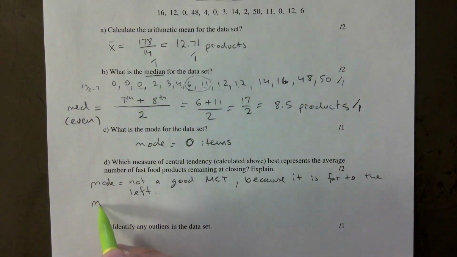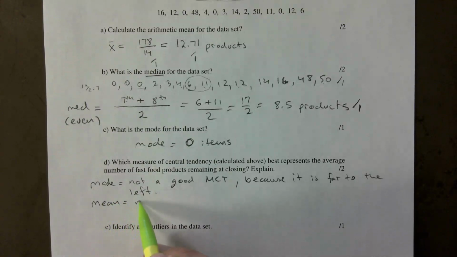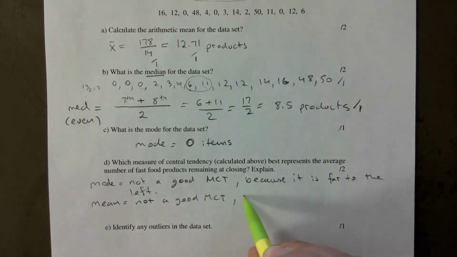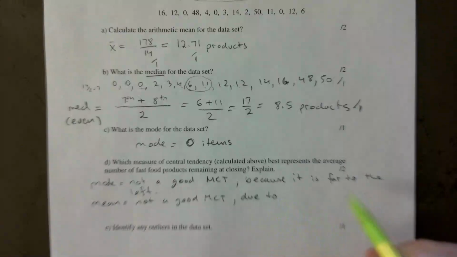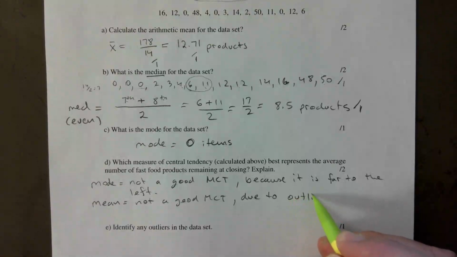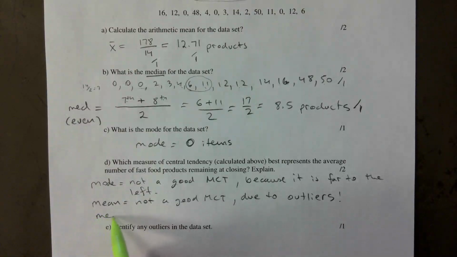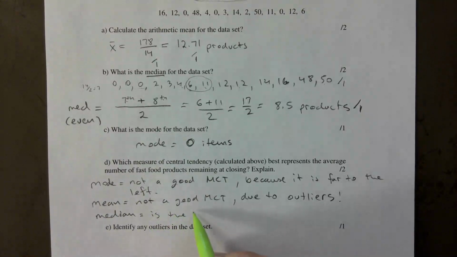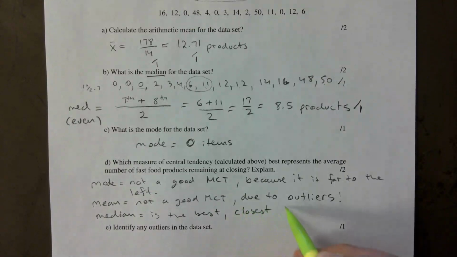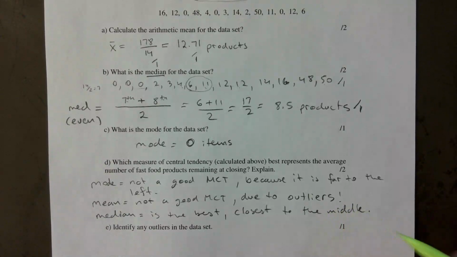To be honest, the mean is also not a good one. Due to what? What do you have in there? Outliers. Due to outliers. So it leaves you with the median, which is the best, closest to the middle. Okay.